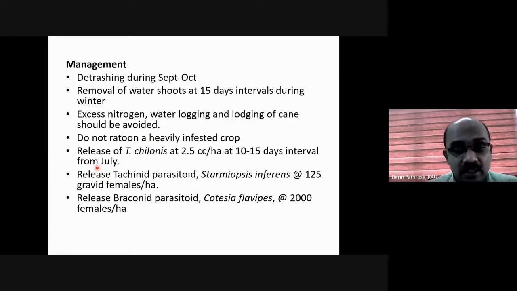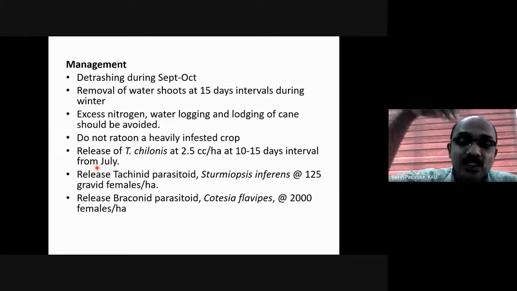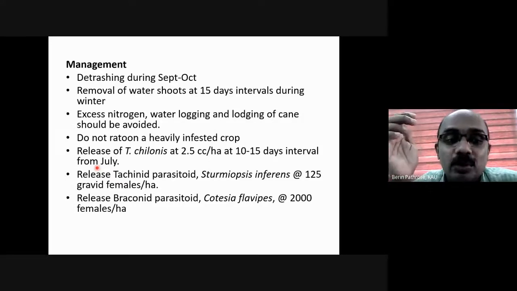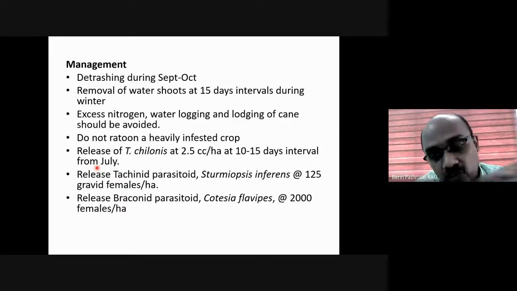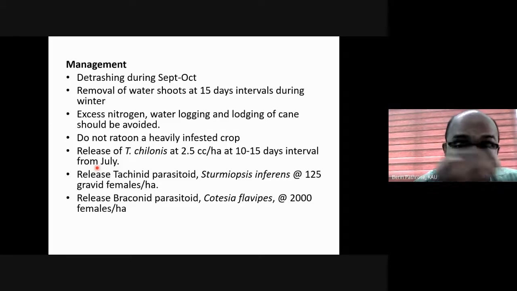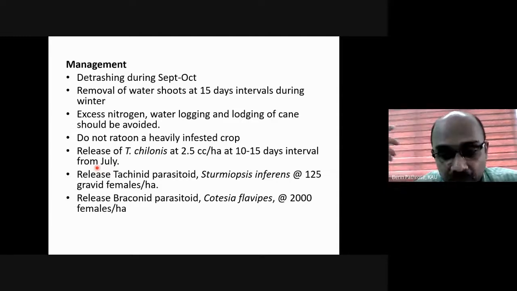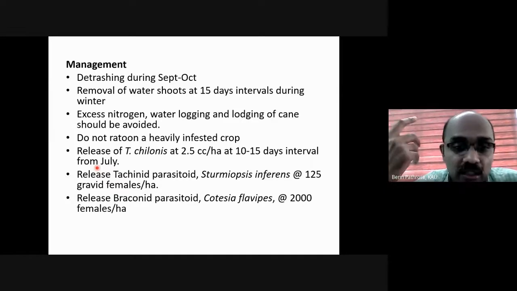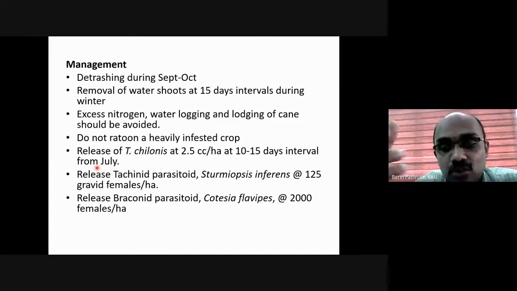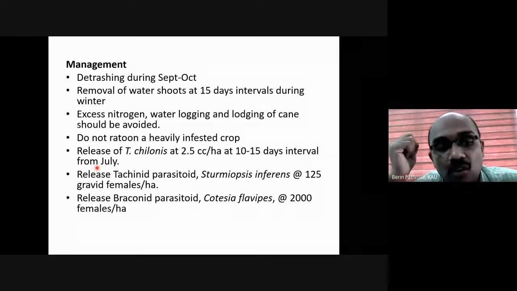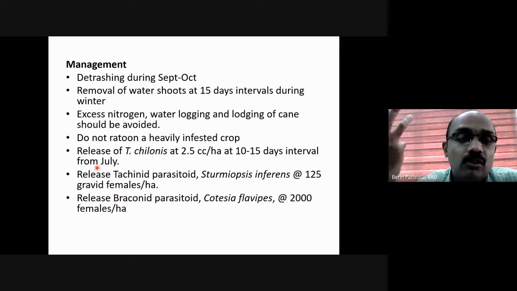Coming to the management, again, it moves into the leaf sheath and remains inside the leaf sheath. So detrashing during September, October is an ideal strategy for management of this pest. Then water shoot helps in its survival, so removal of water shoot at 15 days interval during winter is one cultural practice which helps to reduce the pest population. Then excess nitrogen, waterlogging and lodging of the cane. I told you soft varieties, waterlogging, heavy manuring and lodging of the cane all favor multiplication. So try to avoid all those.